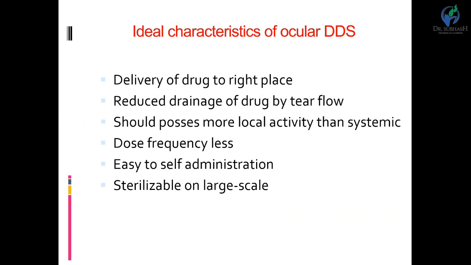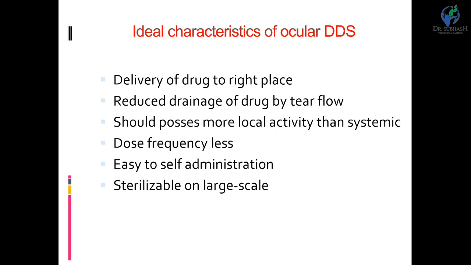Next, among the ideal characteristics for the ocular drug delivery system is delivery of the drug at the right place, which reduces drainage of the drug by tear flow. Ideally the drug should reach the right place, since drainage with tear flow is what we face with the conventional ocular drug system, and that we have to reduce. It should cause more local activity than systemic.